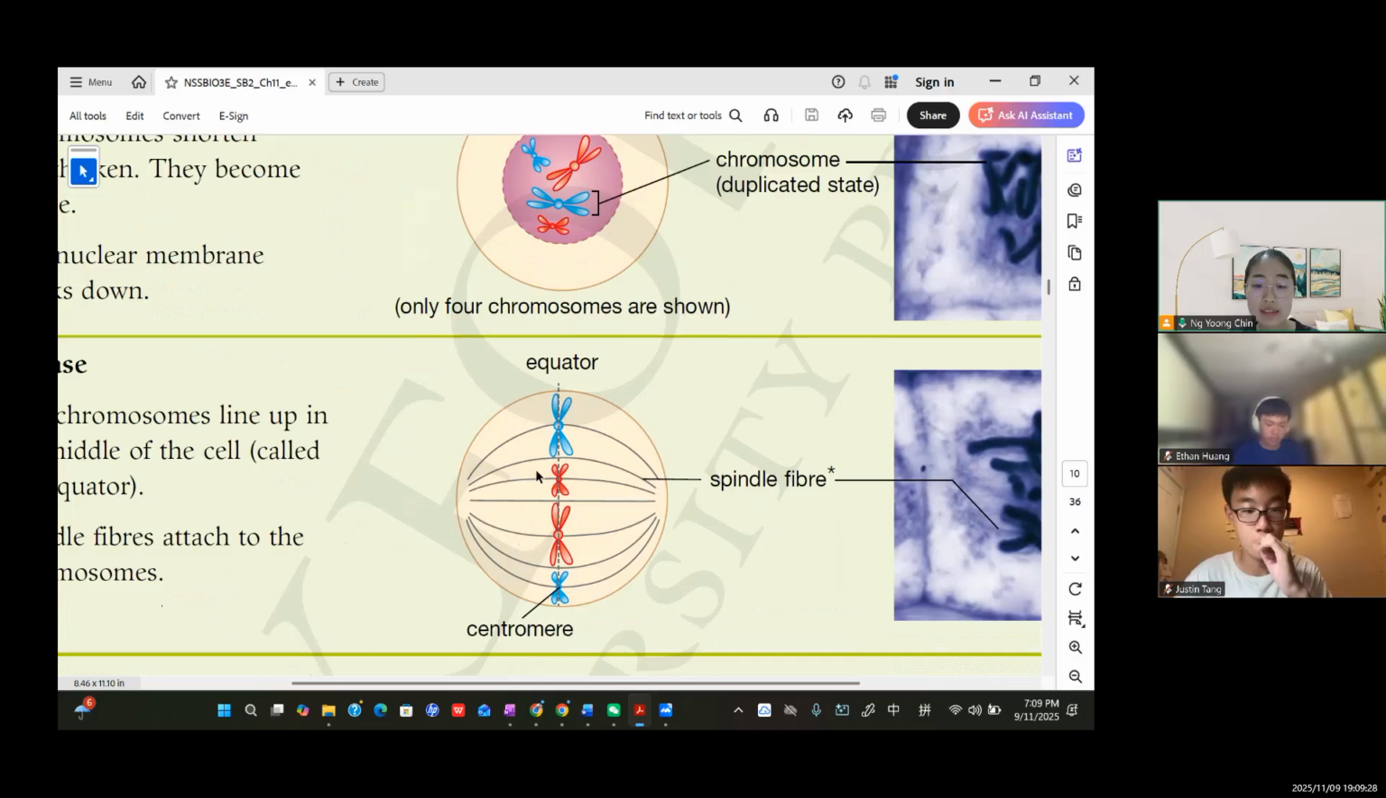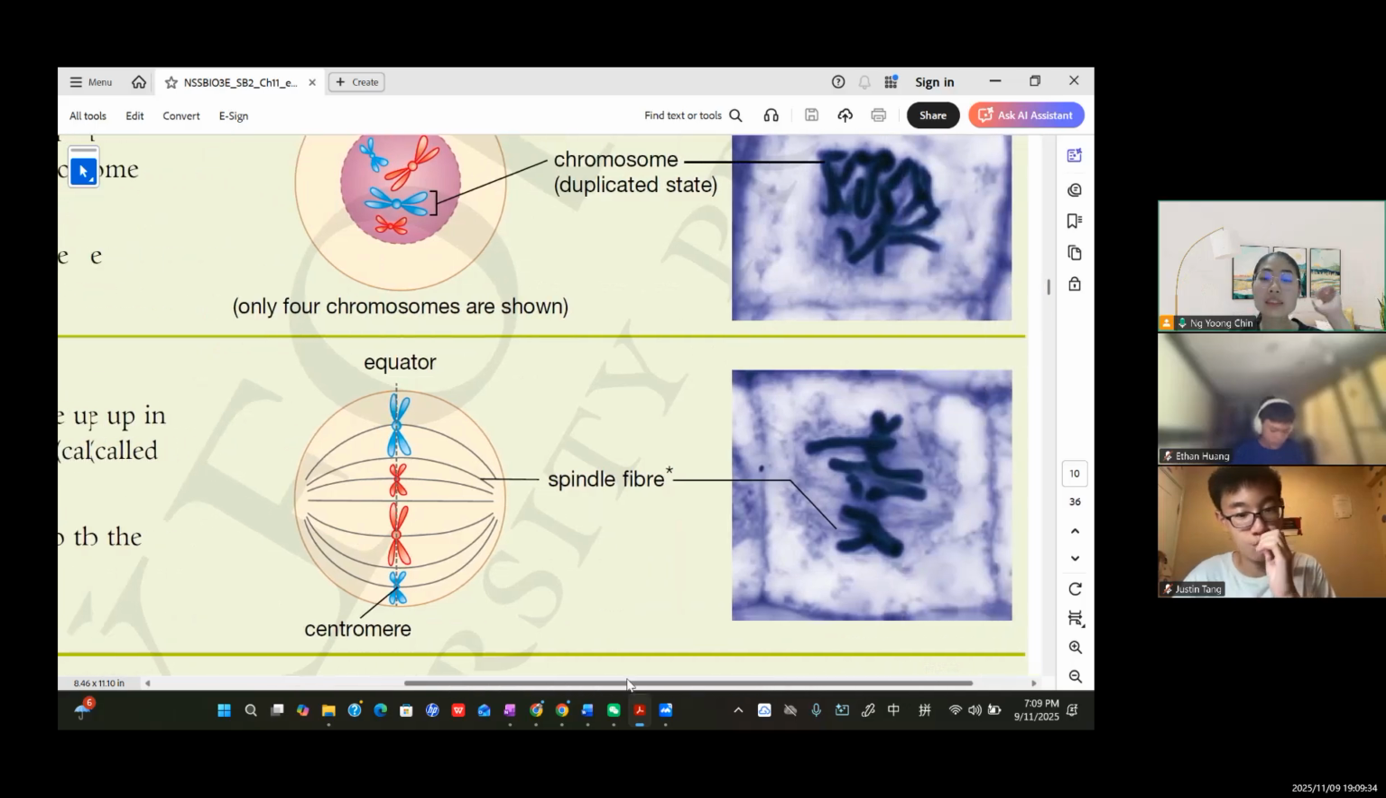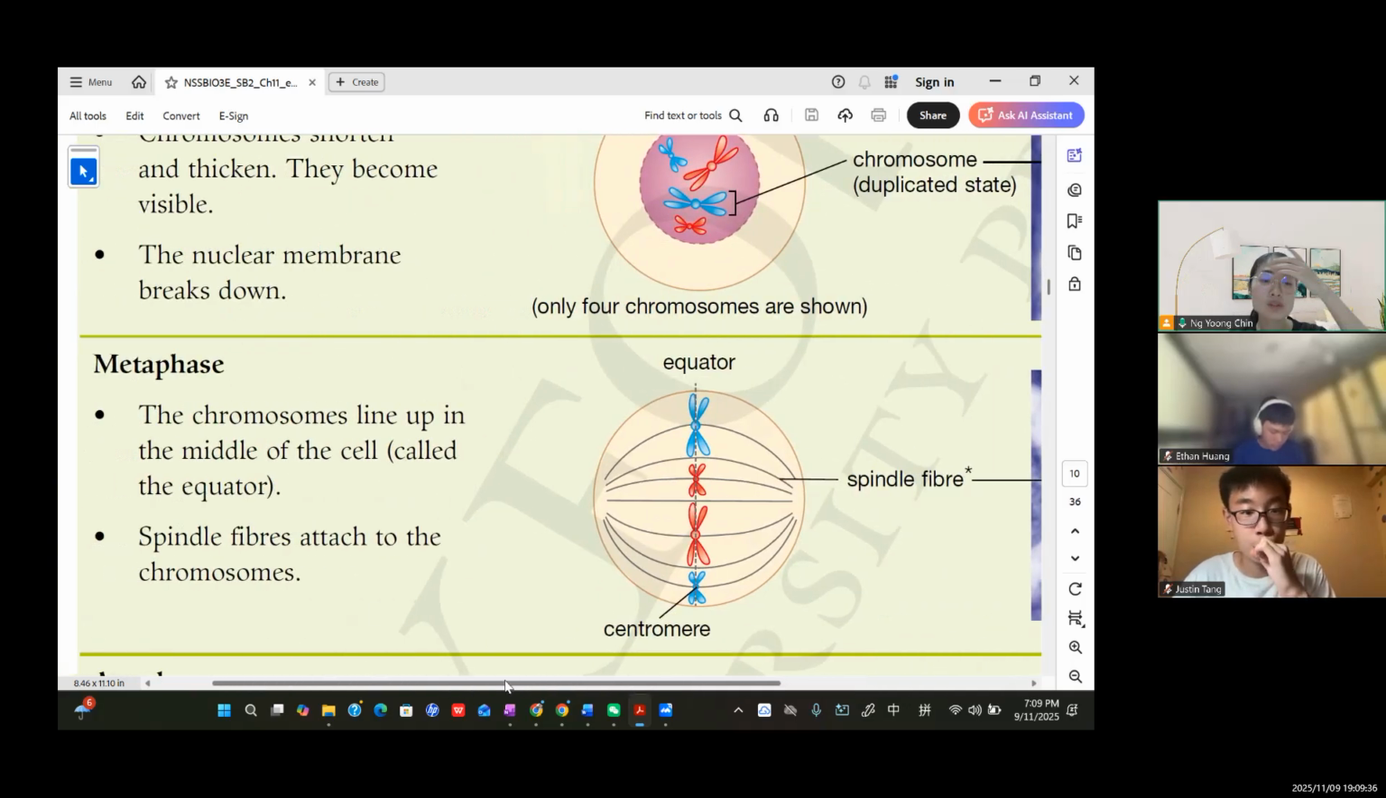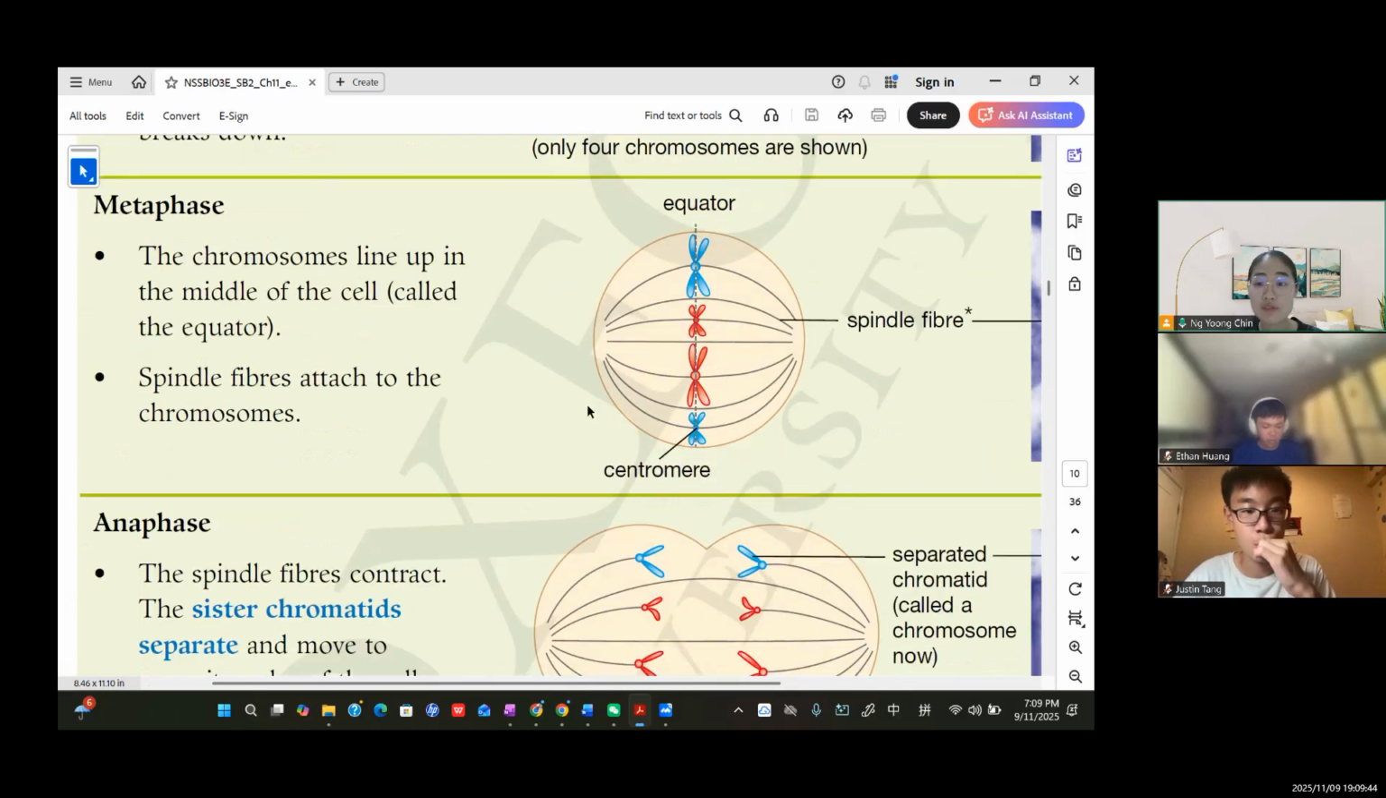So you can see this is a chromosome. They just align in the central part like this. So this is the metaphase. You can see the chromosomes just line up in the middle of the cell. This is called the equator. With the spindle fibers, you can see the spindle fibers attach to the central part of the chromosome. See, the central part, which is this one. You can see between them there will be the central part.